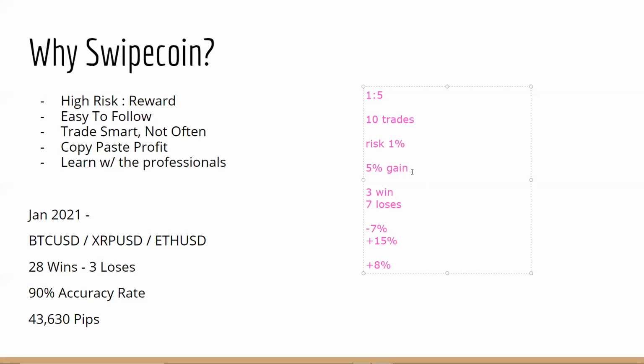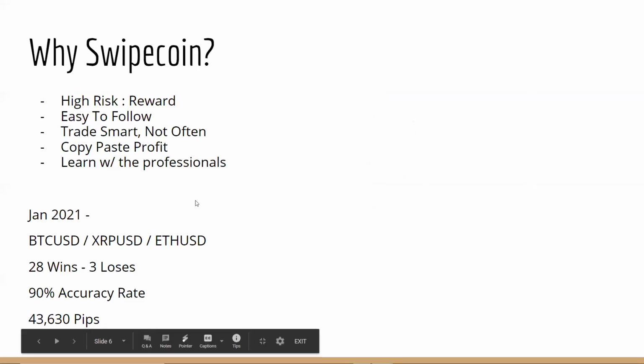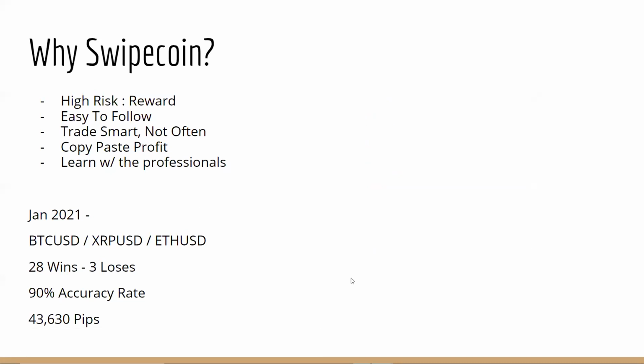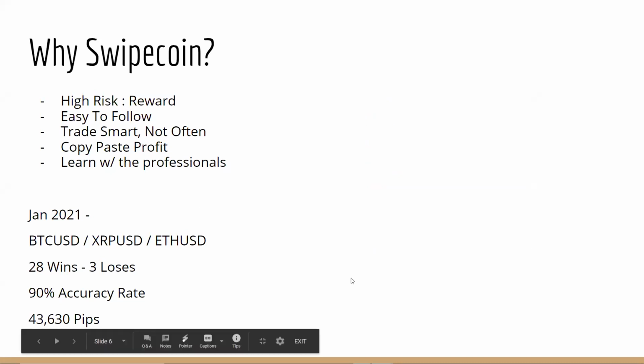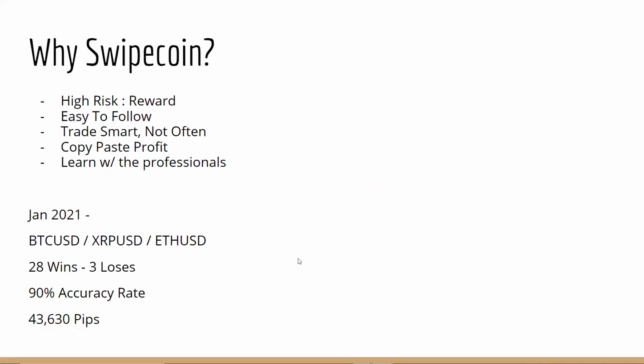So why am I showing you that? Because again, Swipecoin, guys, Swipecoin's not 30%. Swipecoin's not 40%. Swipecoin's not even 50% accurate. In January 2021, Swipecoin had a 90% accuracy rate, 28 wins, 3 losses across BTC, XRP, and Ethereum US dollar. That is over 43,000 potential pips. How much could that be? Well, it all depends on how much you risk.